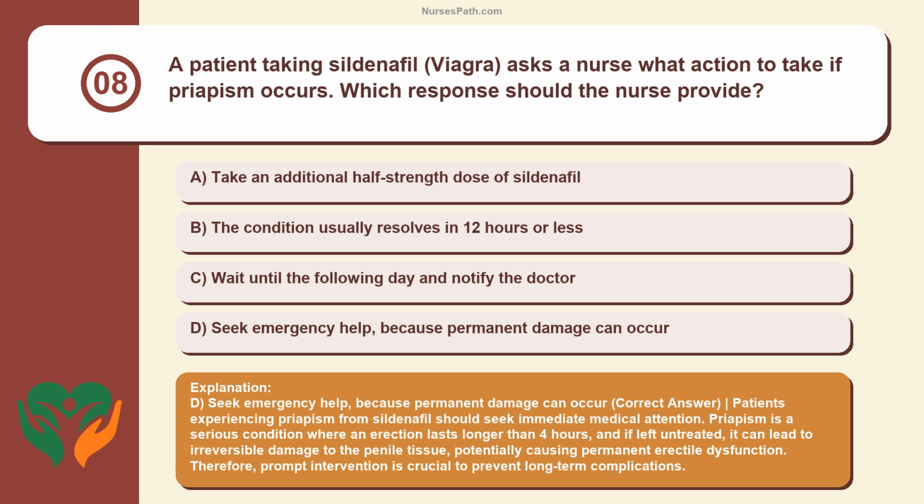Correct answer. Patients experiencing priapism from sildenafil should seek immediate medical attention. Priapism is a serious condition where an erection lasts longer than 4 hours, and if left untreated, it can lead to irreversible damage to the penile tissue, potentially causing permanent erectile dysfunction. Therefore, prompt intervention is crucial to prevent long-term complications.